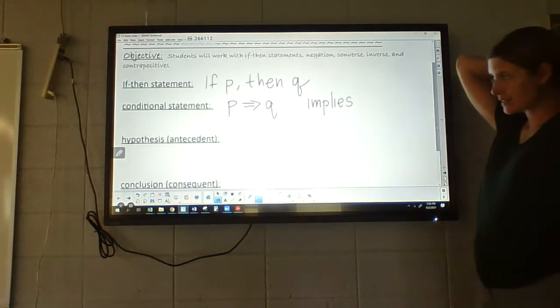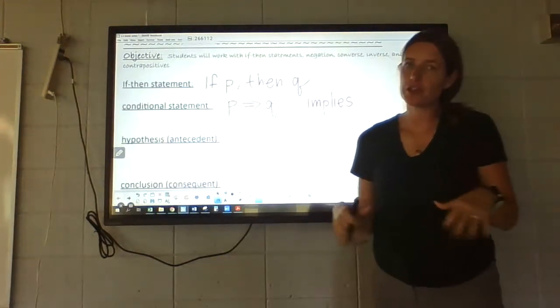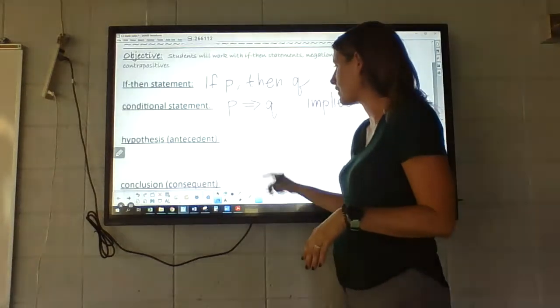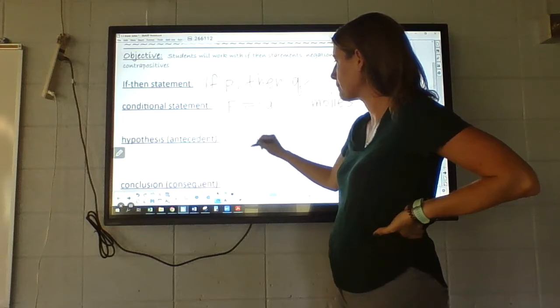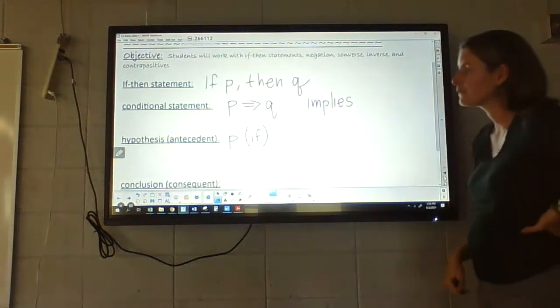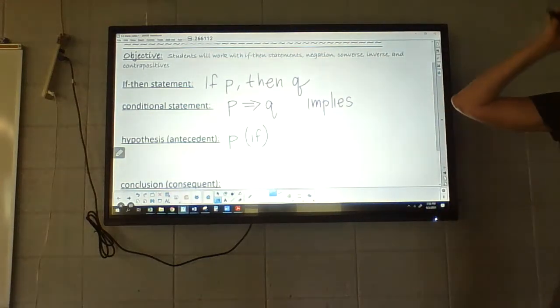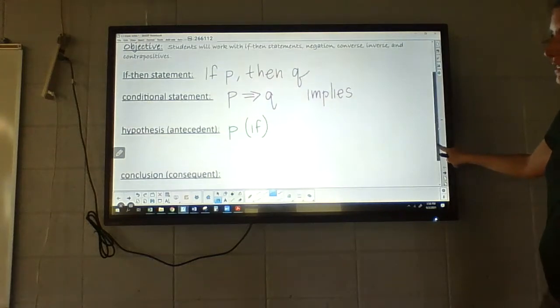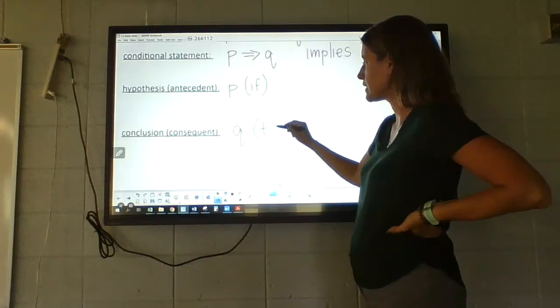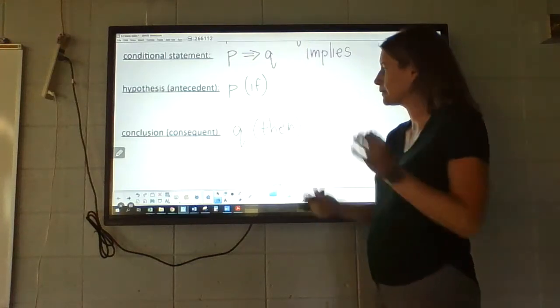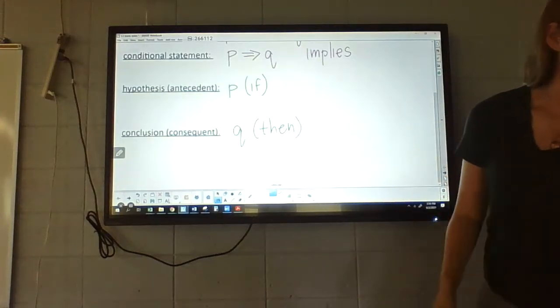The hypothesis, or the antecedent, is the first part of that. So that's the P value in this. So it's the if part of the statement. So that's the first half. The conclusion is the second half, which is our Q. And that's going to be the then part of the statement. Consequent they use as well.